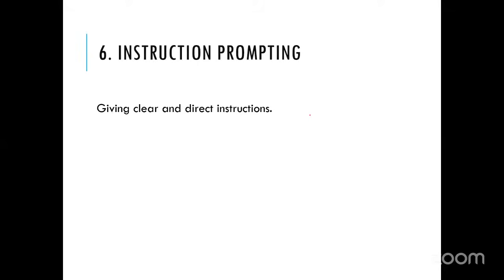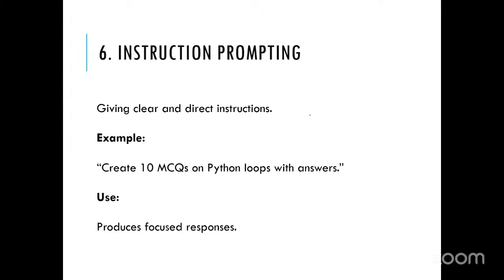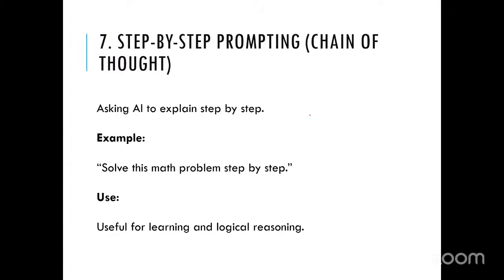Instruction prompting. So it gives clear and direct instructions. For example, create 10 MCQs on Python loops with answers. So it is used to produce focused responses. And seventh is step by step prompting, asking AI to explain step by step. So this is useful for learning and logical reasoning.